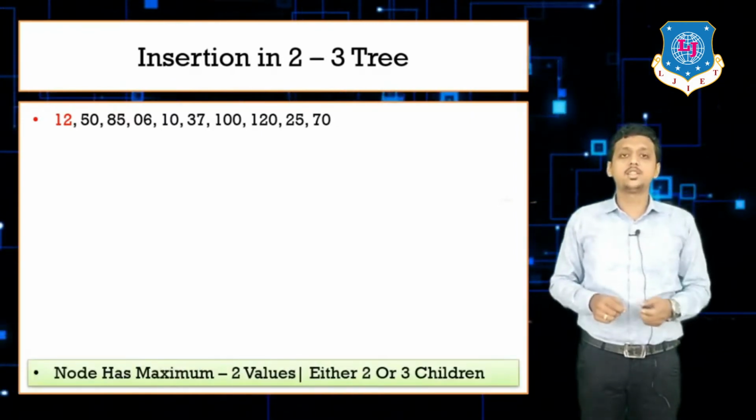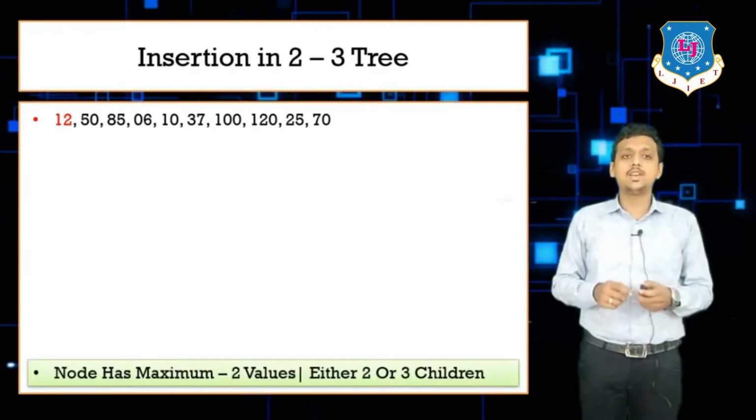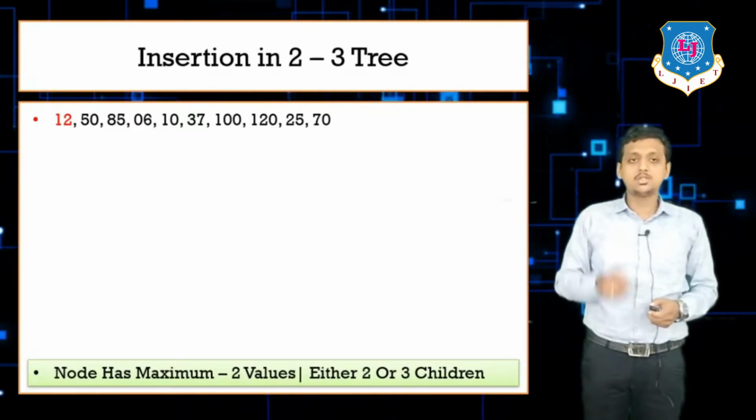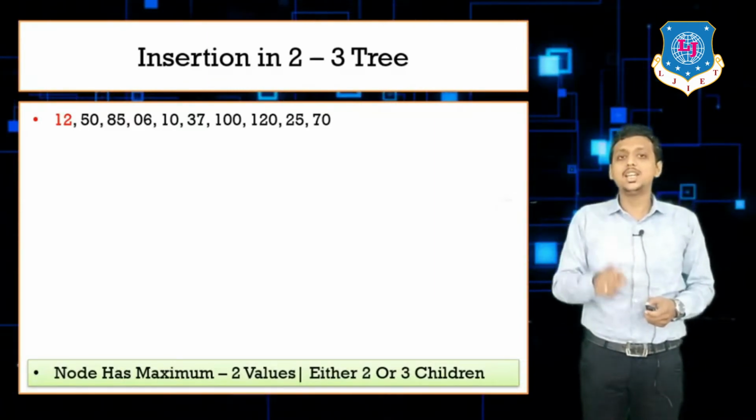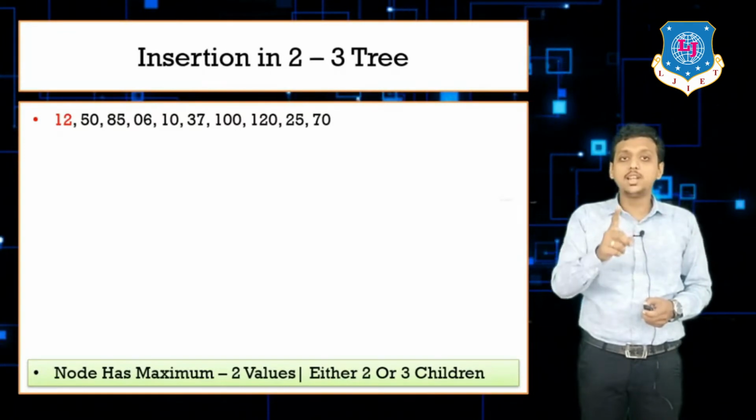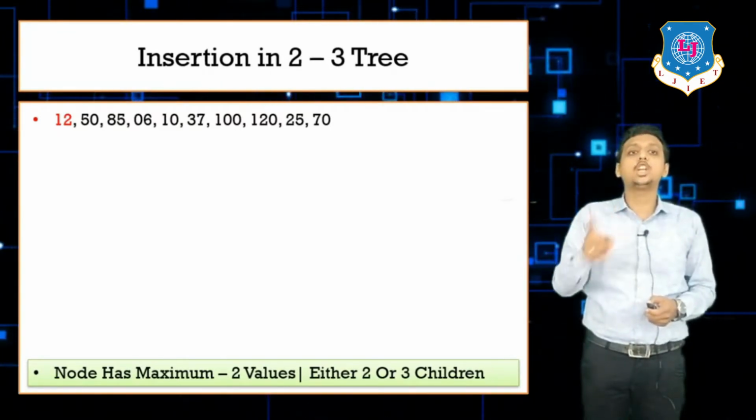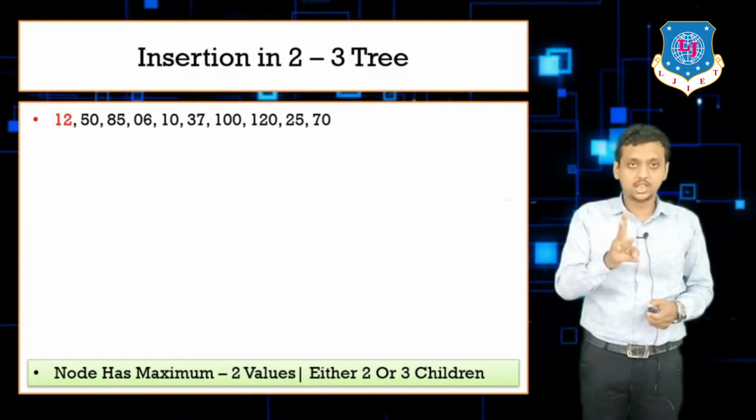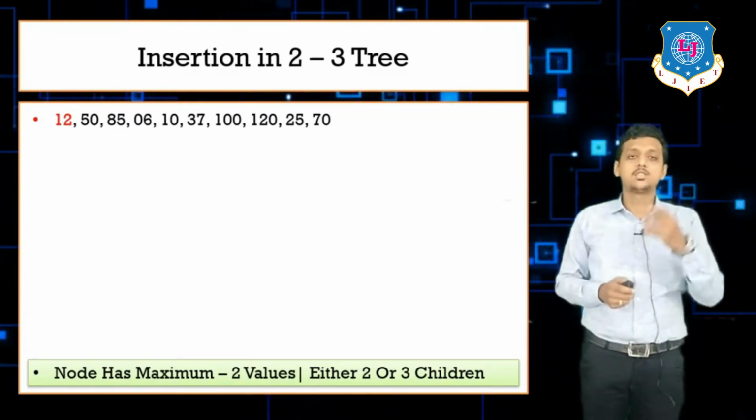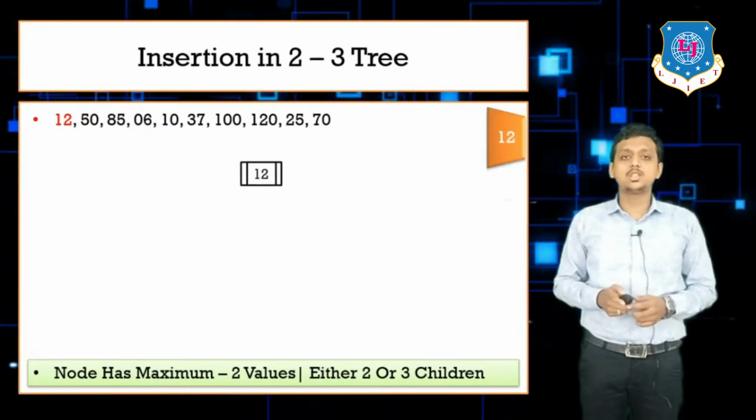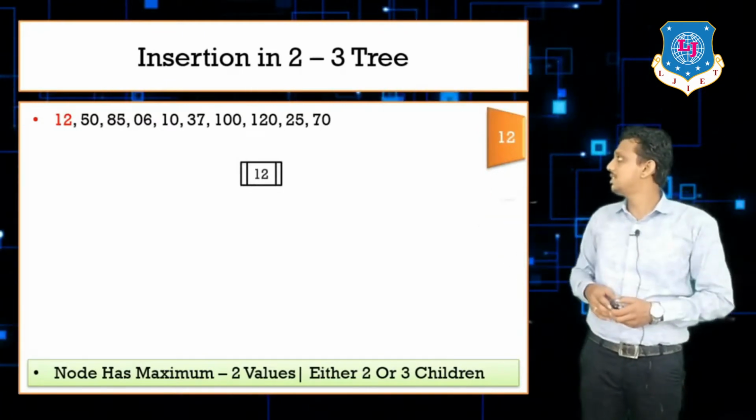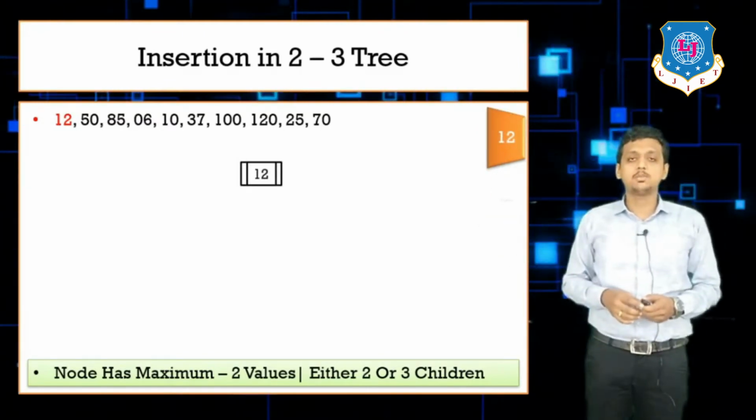So first we are going to insert the value 12. Always remember, students, that a node contains a maximum of one value or 2 values. That means the maximum number of children cannot be greater than 3. The first value is 12, so I am just inserting 12 here. It becomes my root node.